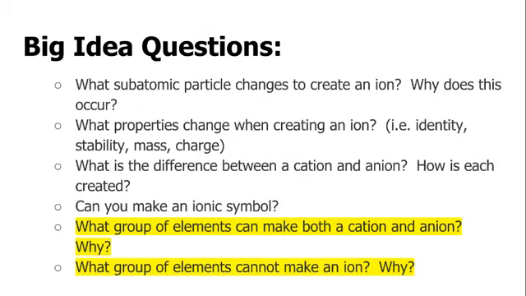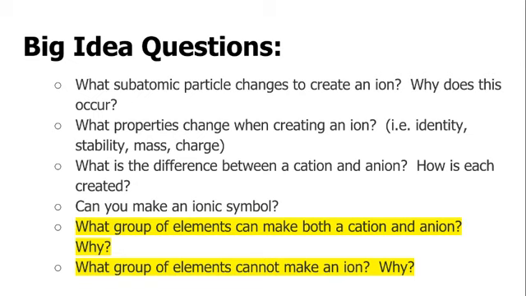Big idea questions are as follows. What subatomic particle changes to create an ion? Why does this occur? What properties change when creating an ion, which is identity, stability, mass, and charge? What is the difference between a cation and an anion? How is each created? And can you make an ionic symbol?